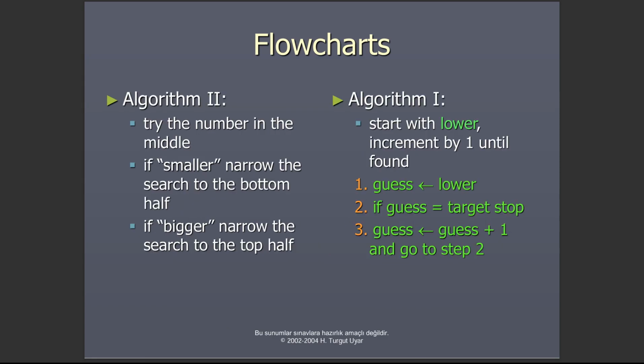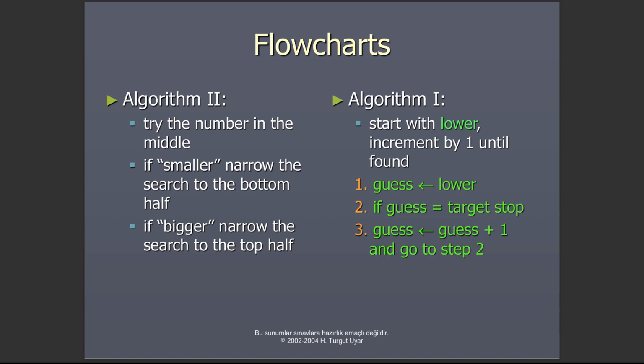And two different algorithms. Let's compare two different ways to solve our number guessing game. Algorithm 1 is very simple. We start at the lowest number and keep adding 1 until we find the target. We start by guessing the lower bound. If it's not correct, we add 1 and guess again. We keep doing this until we find the right number.